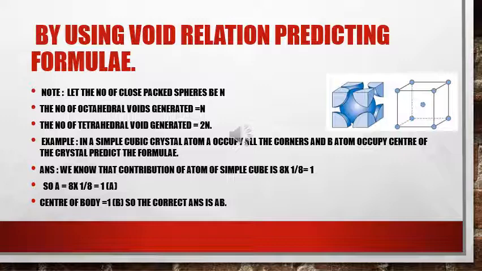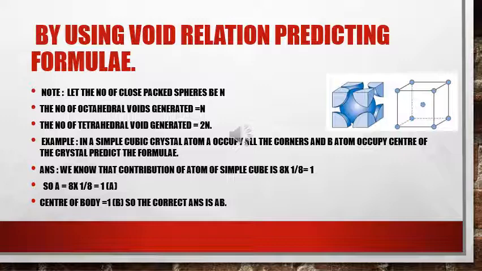Look at how they will ask the question in a word problem. It is given a simple cube system which consists of atom A occupying all the corners and B atom occupying the center of the crystal. Predict the formula. What information are you getting from this? Look at the diagram given here, children. It is a body centered diagram. Don't see the three-dimensional diagram, see the normal diagram. You can see 8 atoms in the corner and 1 atom in the center.